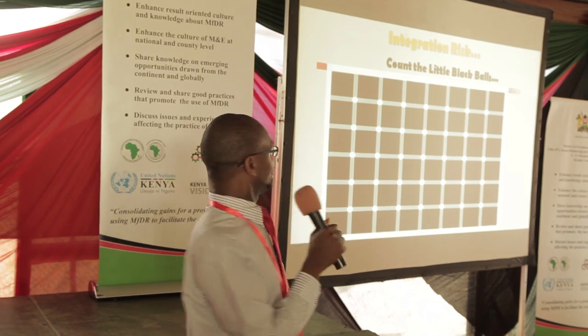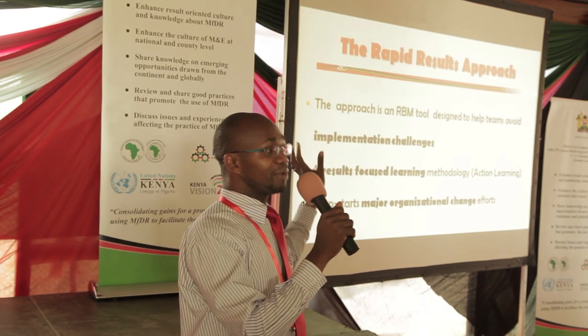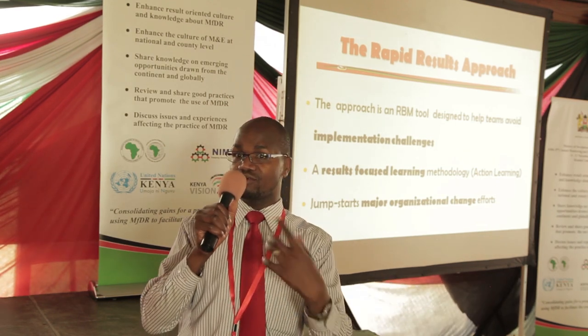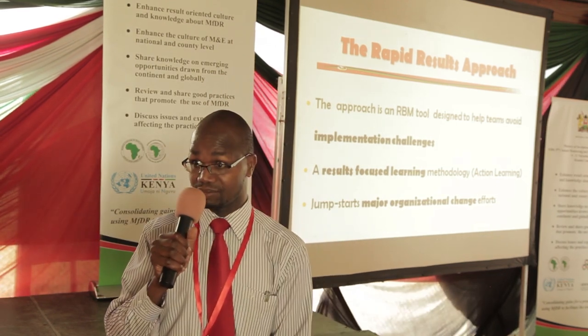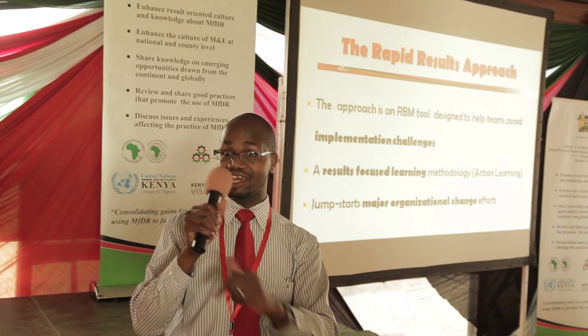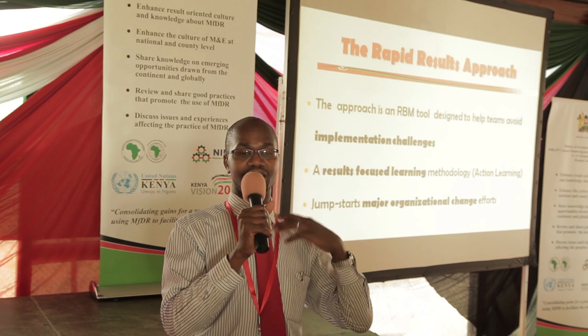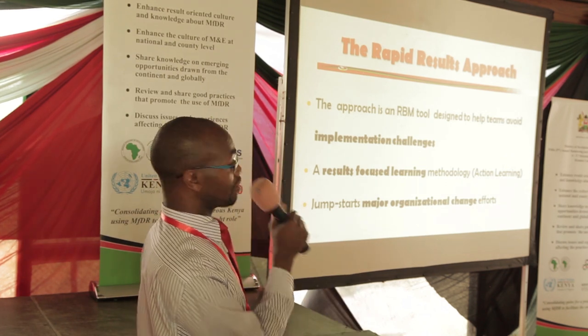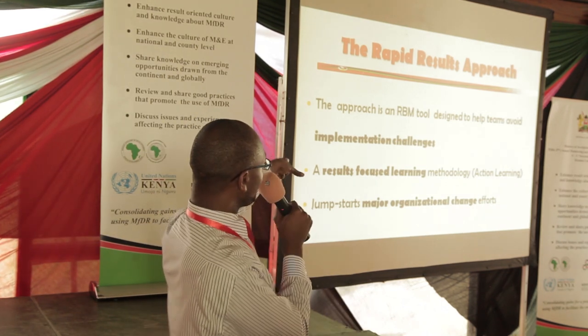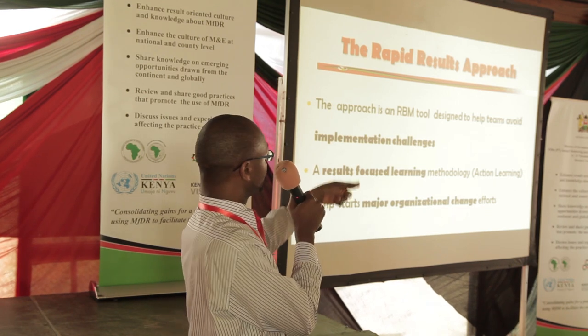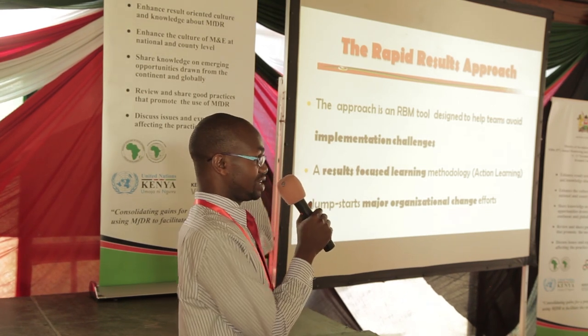Let's move on. So that one tells you that implementation can be a problem. Sometimes we may have gaps without necessarily knowing them, but if you are moving together as a team, it is easier to identify the gaps. And this works in government, private sector, and civil society organizations, and even at family level. The approach is an RBM tool, as I said earlier on. It is designed to help avoid implementation challenges that we've just seen.